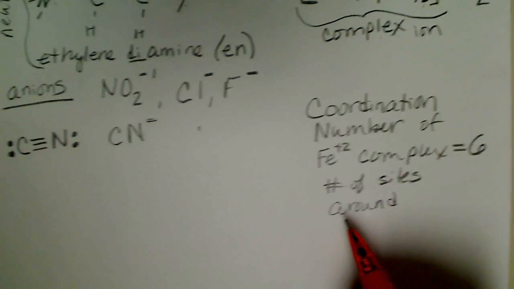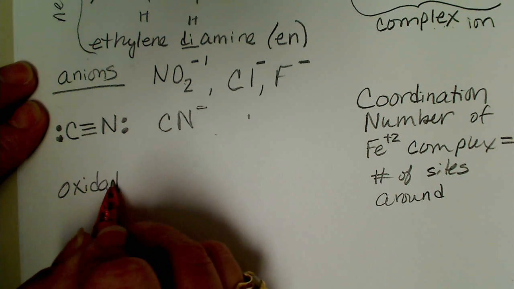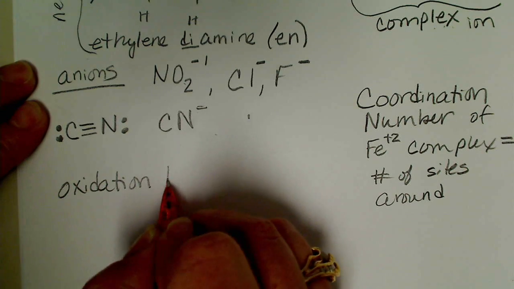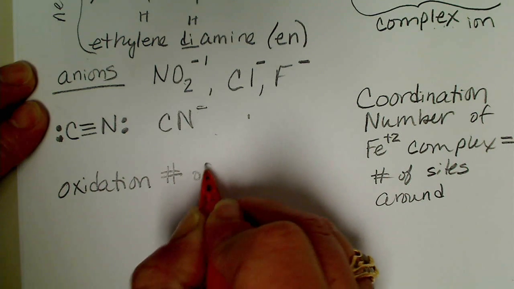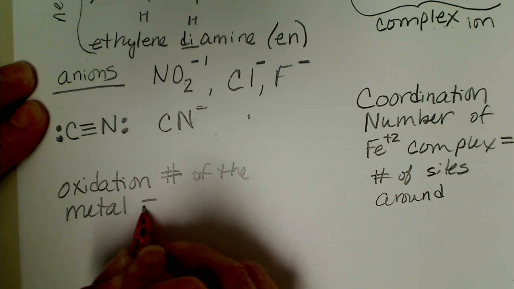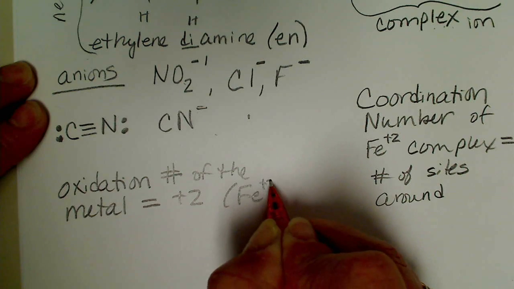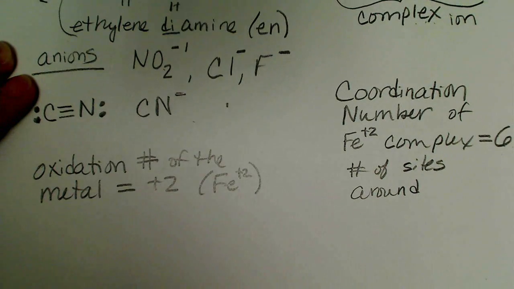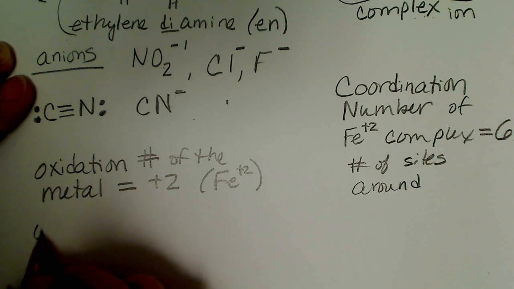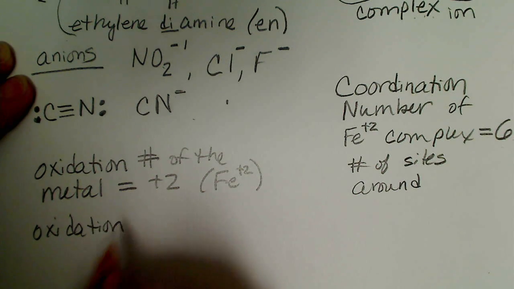We will also be talking about the oxidation number. So that is generally the charge. So the oxidation number of the metal, in this case, is +2 because we had iron +2. And then the oxidation number of the ion is also the same. And that is not always the case.